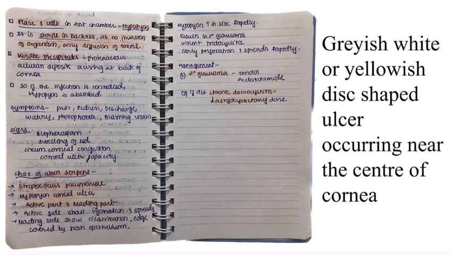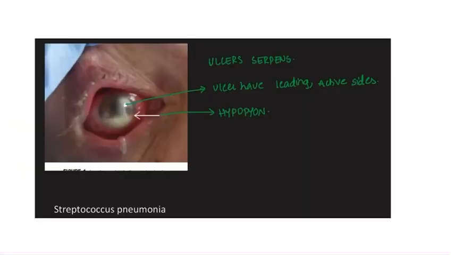Coming to the management, if secondary glaucoma occurs, you can give timolol or acetazolamide. If the underlying cause is chronic dacryocystitis, then dacryocystectomy can be done. What is the specific feature? How does the corneal ulcer look in pneumococcus infection? It is a grayish white or yellowish disc-shaped ulcer occurring near the center of the cornea. So this is about the corneal ulcer. Here you can see this ulcus serpens. It has an active end and a leading end, and at the base there is a deposition which is called hypopyon.